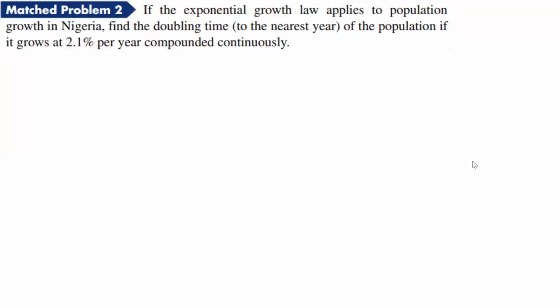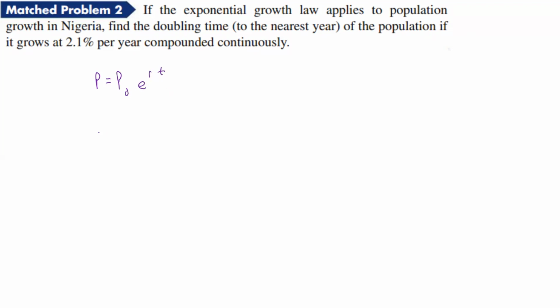All right, so here, if the exponential growth law applies to the population growth in Nigeria, find the doubling time to the nearest year of the population if it grows at 2.1% per year compounded continuously. Well, what do we know about that? So we know that P is going to be equal to P0 e to the rt. That's our growth rate.